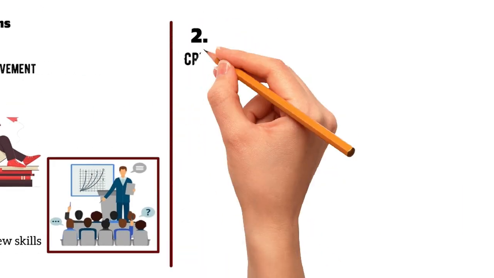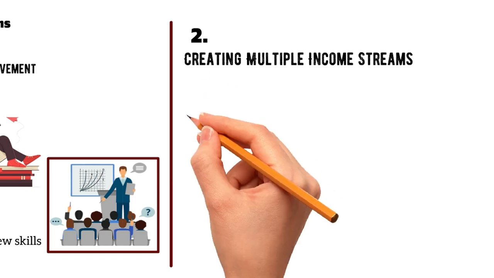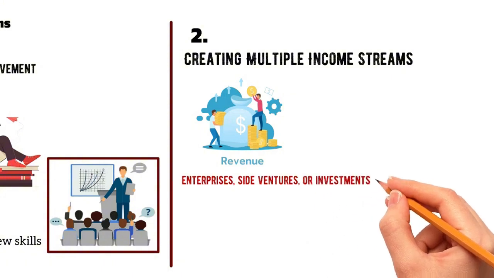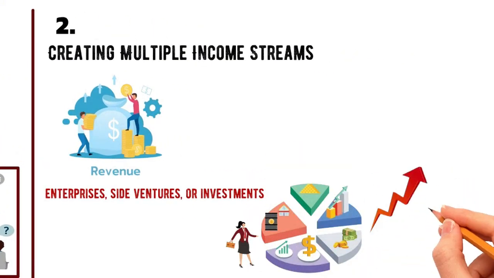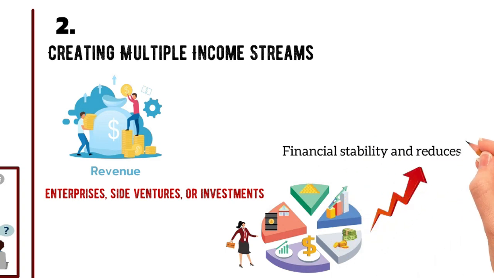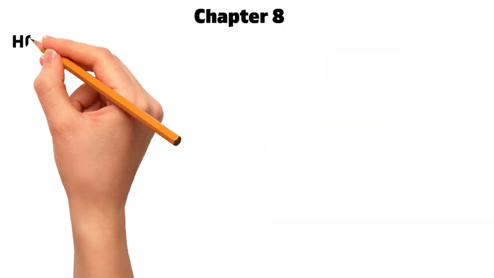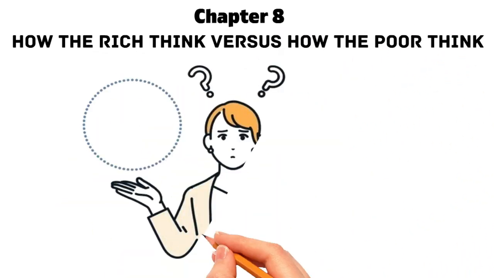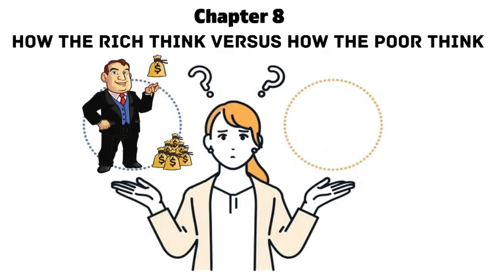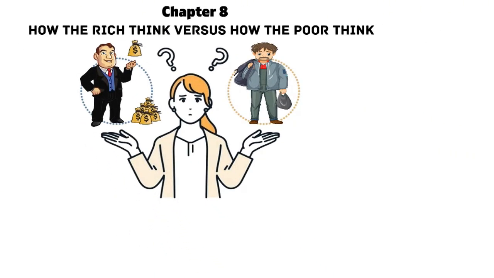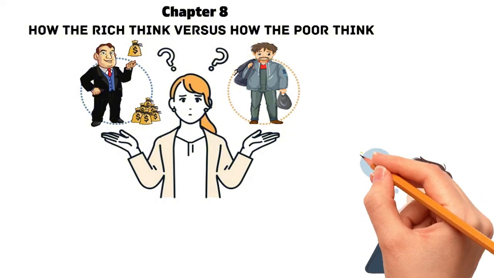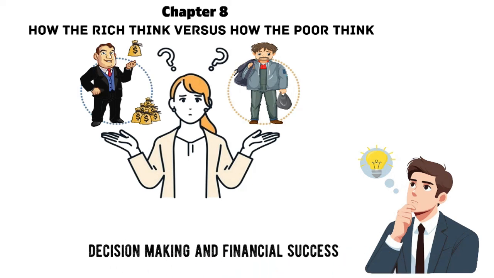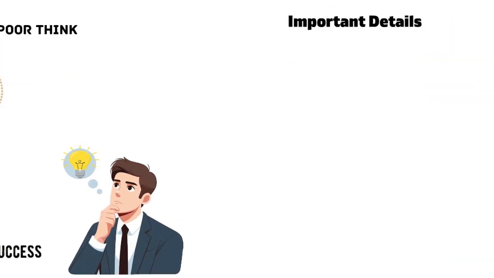Number 2, creating multiple income streams. Wealthy people often establish supplementary revenue streams through enterprises, side ventures, or investments. Income diversification improves overall financial stability and reduces risk. Chapter 8's title is How the Rich Think versus How the Poor Think. It compares and contrasts the attitudes and mindsets of affluent and less affluent people. Gaining an understanding of these cognitive distinctions can help one better understand how attitude influences decision-making and financial success. What new information does this chapter offer?